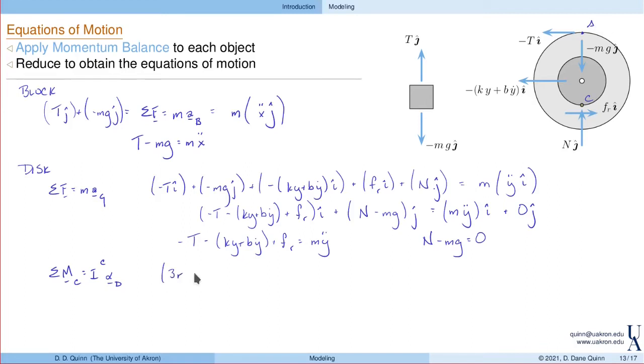So that becomes 3R in the J direction. And then the force is minus T in the I direction. Right? So this is the moment produced by the tension about C.